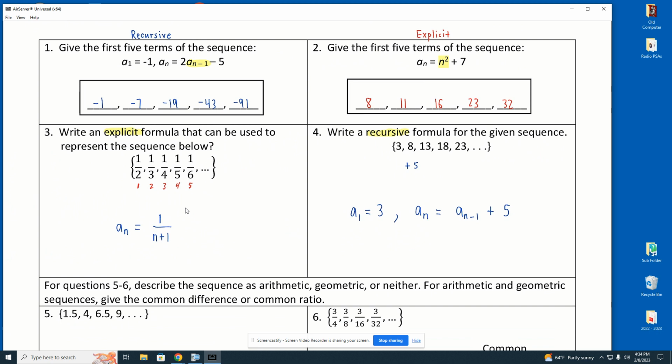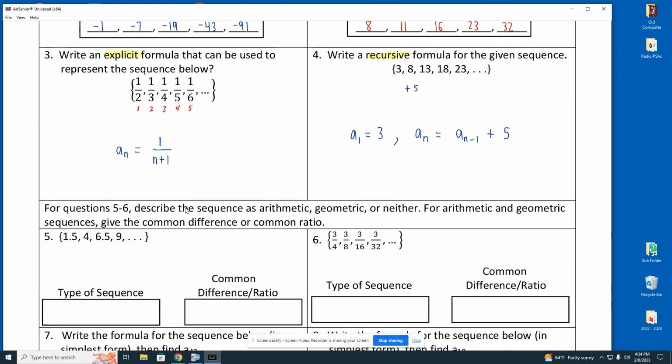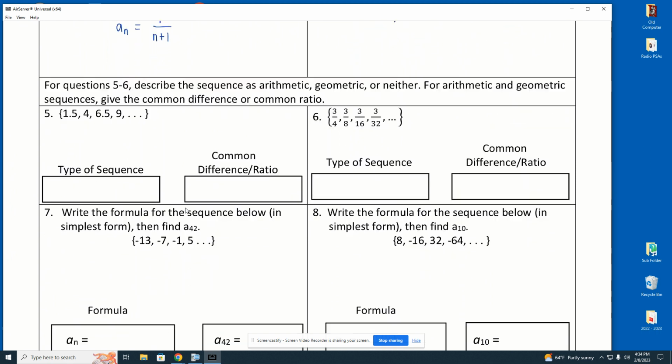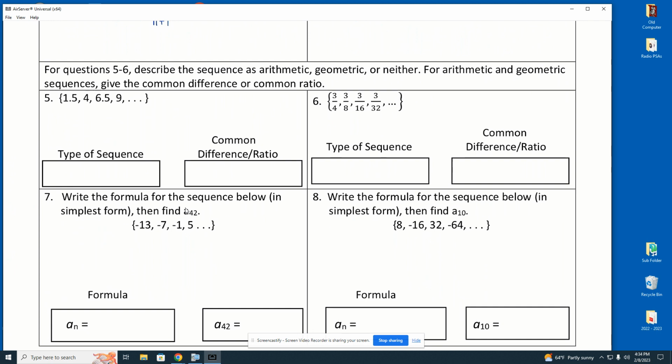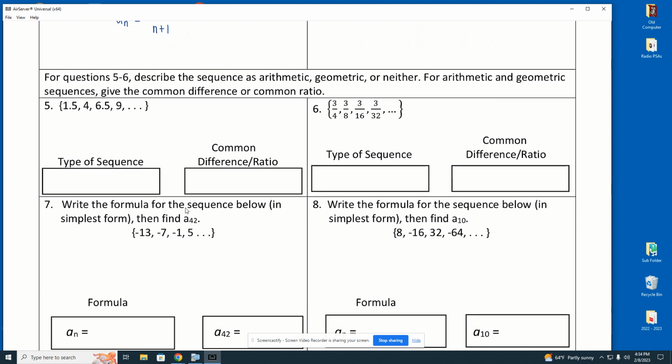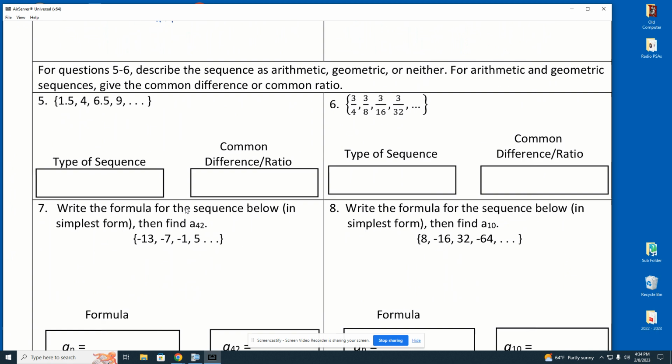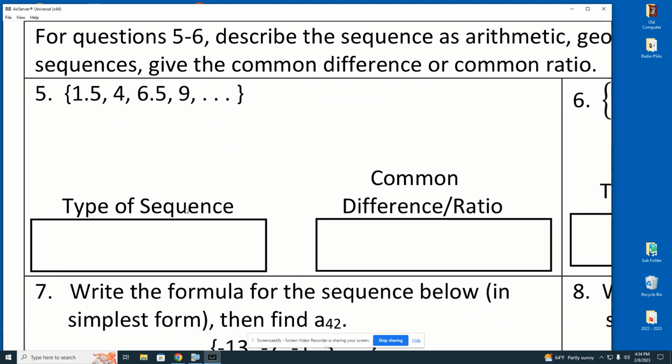Okay? Now we get into kind of the meat of what we've been doing the last couple of days, where we're talking about arithmetic, geometric, or neither. Then, based on what it is, we're going to tell our common difference or our common ratio in these first 2 problems. So I look at number 5, and I start thinking, okay, what does it look like to me?